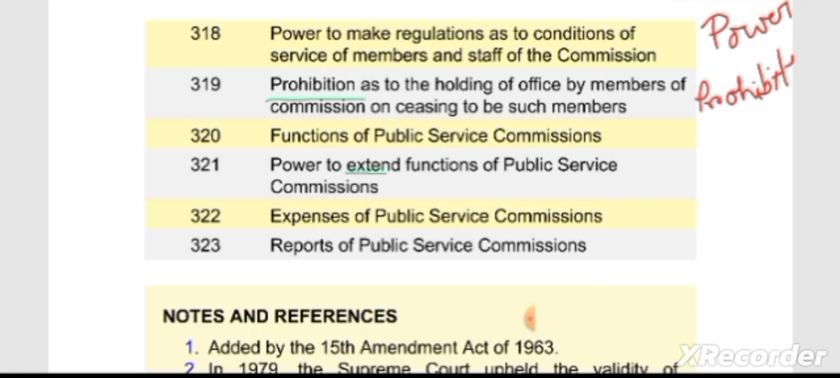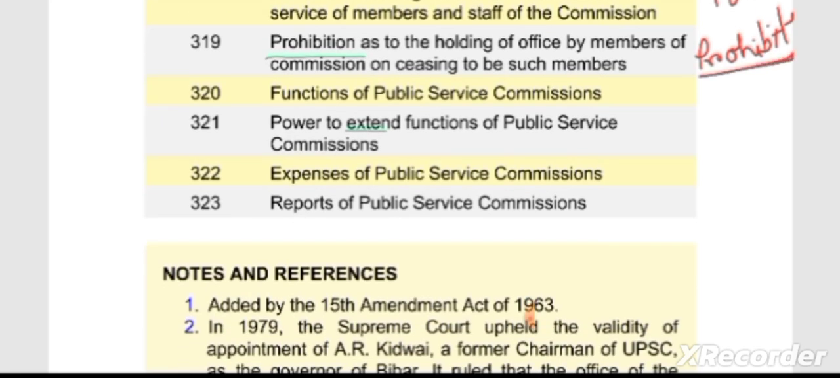Then there is the prohibition. Why is there a prohibition? Prohibition on the commission's members from holding certain offices later. Whoever is holding is not to be given, right? Now Puja has been taken out of this service recently. Everyone has related her name, so this is the kind of prohibition.